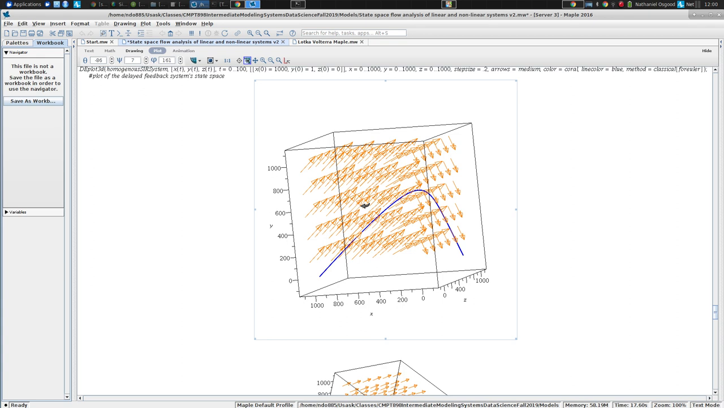And I will share this Maple sheet with you. And if any of you are interested, you could follow through my examples as we go through them in class and maybe interact with them as I will do so.